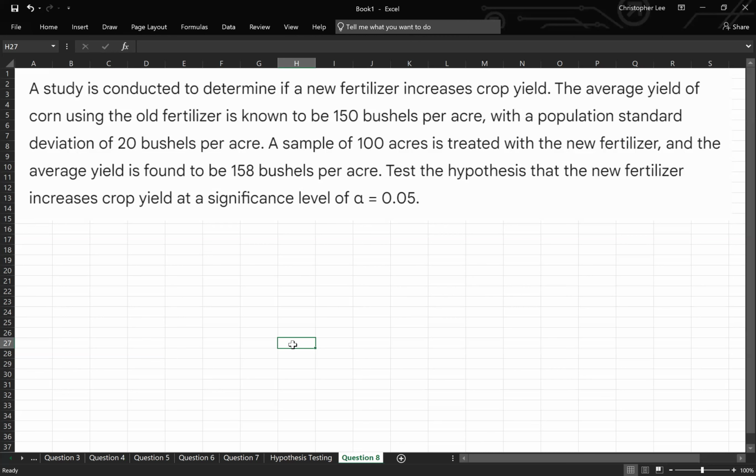All right. If I do not reject the null hypothesis, then the interpretation is that there is not enough evidence to conclude that the null hypothesis is false.